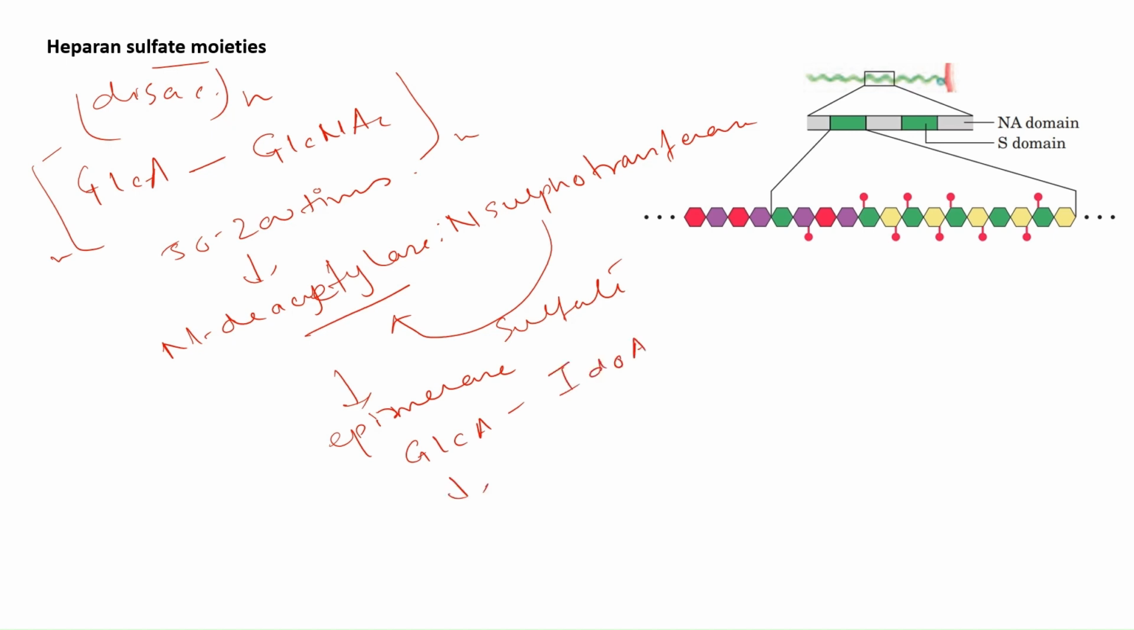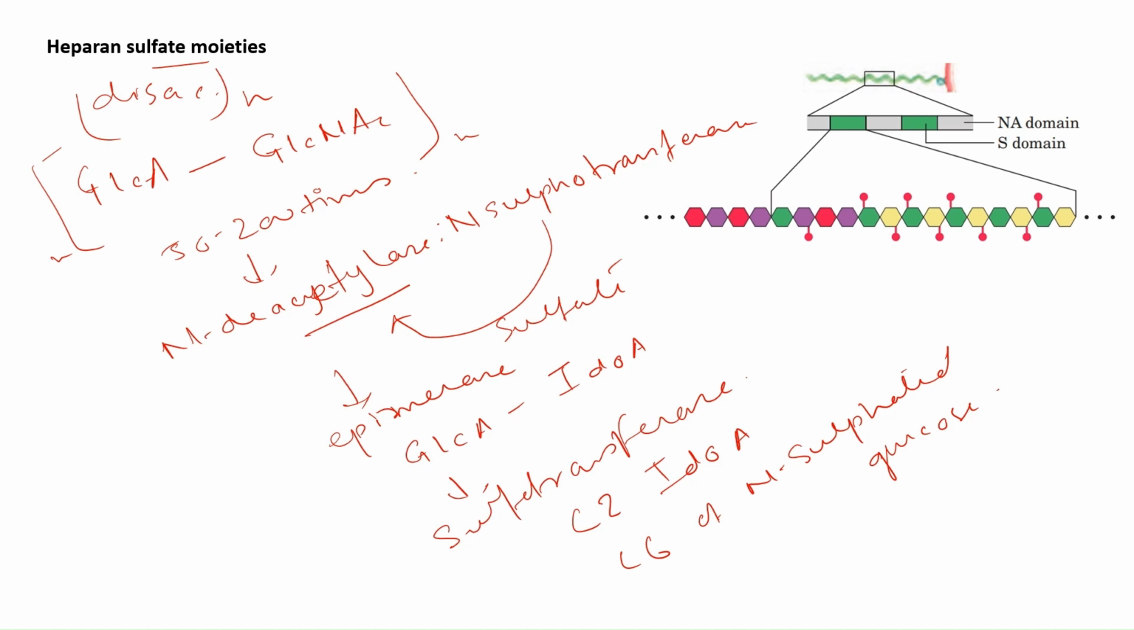Then the next enzyme comes, which is sulfotransferase. It adds a sulfate group at the C2 position of iduronic acid and the C6 position of N-sulfated glucosamine. The addition of sulfate won't happen at all places. This disaccharide is repeated 50 to 200 times, but if it is repeated 200 times, the sulfate group won't be added at all 200 places. So the place of addition of the sulfate group is different for different proteins, as well as for the same protein found in different cells.